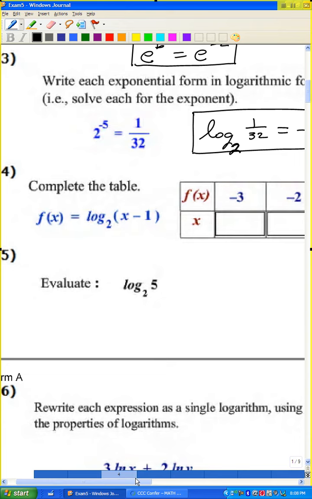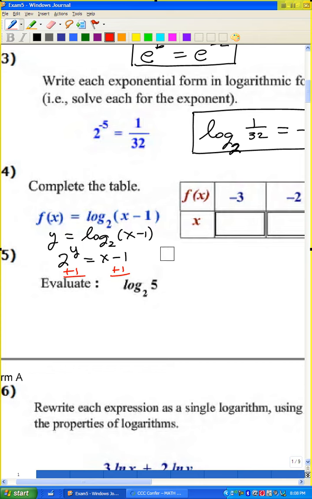Complete the table. And so let's write this as y equals log base 2 of x minus 1. So that means that the base is 2, exponent is y, result is x minus 1. Let me add 1 to both sides of my equation. And so that says that x is equal to 1 plus 2 to the y.